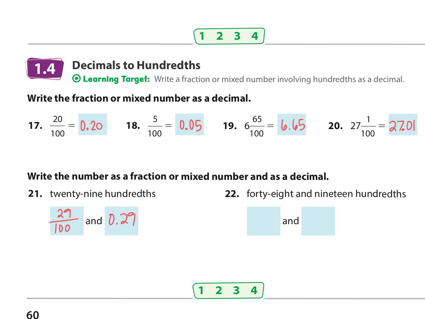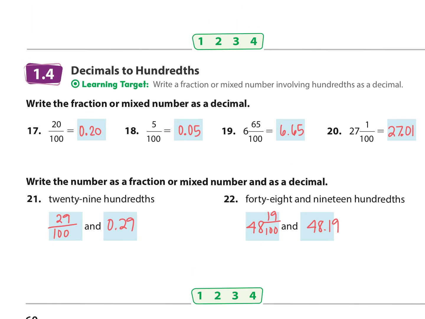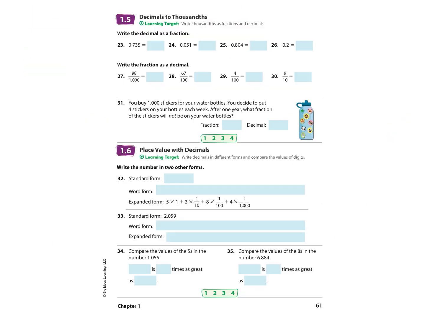Okay, number 22 is 48 and 19 hundredths. 48 and, that means it's a mixed number. 19 hundredths. And this would be 48.19. Okay. Let's keep going. What about section 1.5, writing decimals to the thousandths?